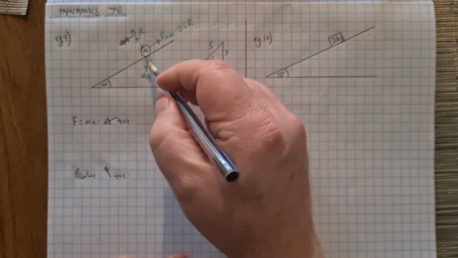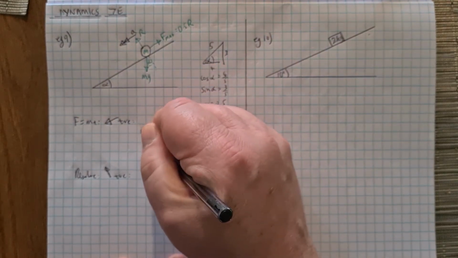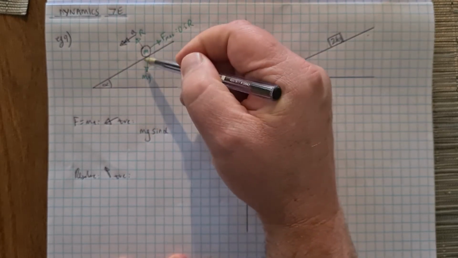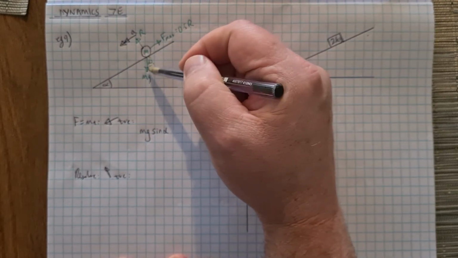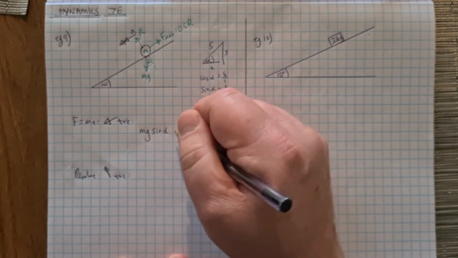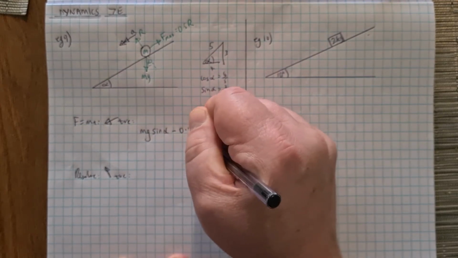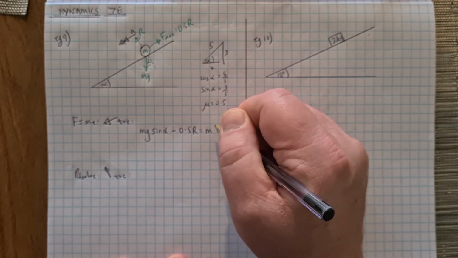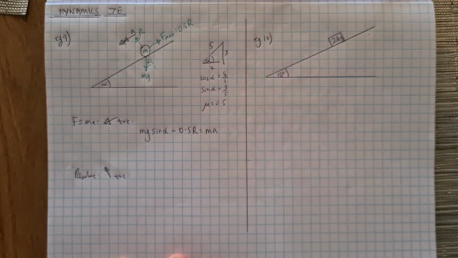So we have the component of the weight that's pulling it down in the direction of motion. So we've got mg sine alpha, okay, because it's the part of the force that's opposite the angle that we need, and that's going to be minus 0.5 R is going to equal mass times acceleration. And it's the acceleration we're trying to find.